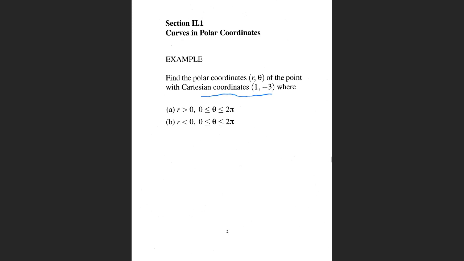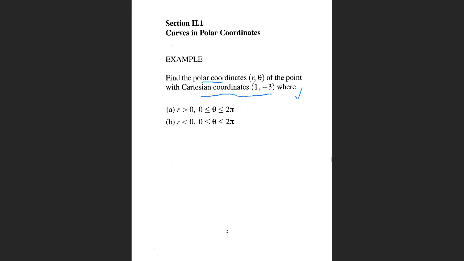Okay, so we want to find polar coordinates of the point that has Cartesian coordinates 1, -3. All right, so what would be helpful to do this problem? What's always helpful in trigonometry to have? Definitely a graph. That's right, Michael.